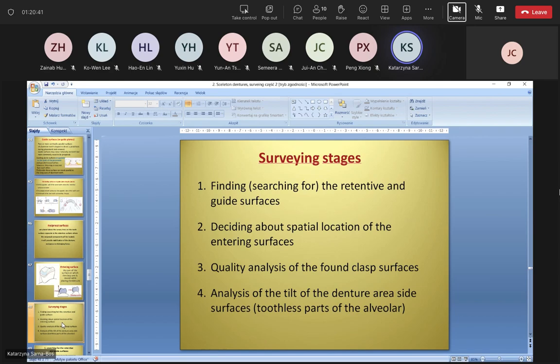Okay, and now surveying stages. First we should find the retentive and guide surfaces, so we should search for them. Then we should decide about the spatial location of the entering surfaces. Then decide about the quality analysis of the found clasp surfaces. So we should measure the length, the width, the tilt degree of the retentive surface, and decide if it's right or wrong. And at the end, we should analyze the tilt of the denture area side surfaces, so the toothless parts of the alveolar ridge.